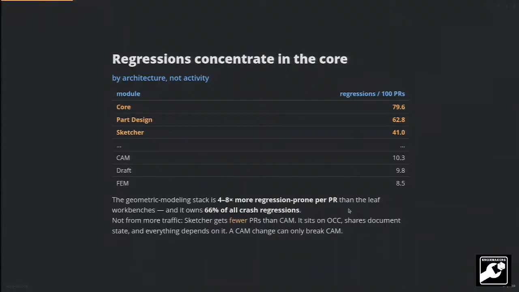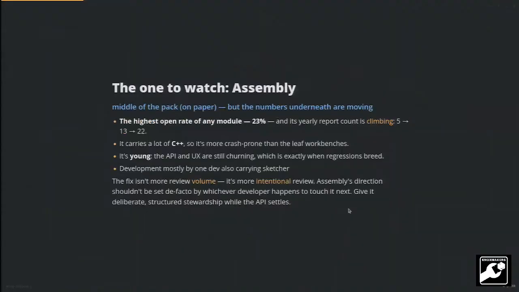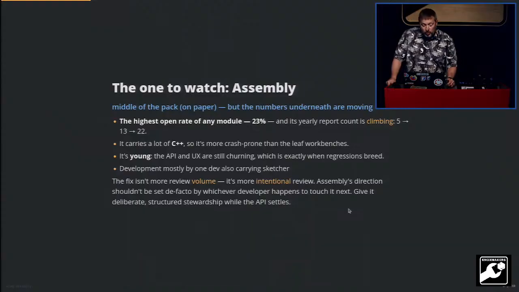Those numbers are not driven just by the number of pull requests in that area. CAM gets way more pull requests than Sketcher does, but Sketcher touches everything important and so tends to hit that. There's also a big correlation of which workbenches are primarily Python versus those that have a lot of C++ code, where the risk of crashes is higher. So the one outlier in this is the Assembly workbench. And probably the reason for that is that Assembly has a lot of C++ in it, so it's crash prone, but also it's young, and it's been undergoing a lot of change.